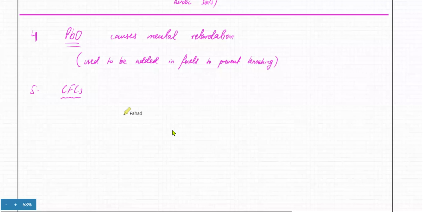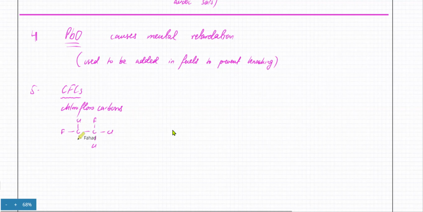Now, what are CFCs? This is something that we're going to study. I'll tell you first, because you just have to memorize this. It's chlorofluorocarbons. It's basically a compound that is made up of carbon, fluorines and chlorines. Make any random molecule. Remember, carbon makes four bonds. So this over here that I've drawn is a CFC.